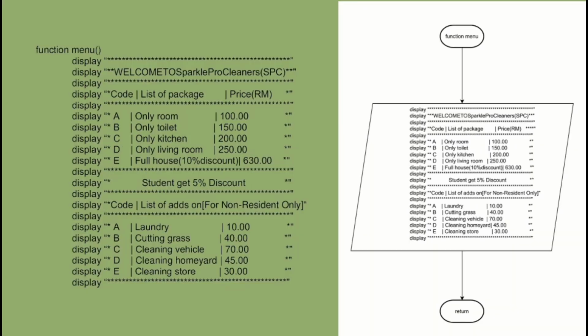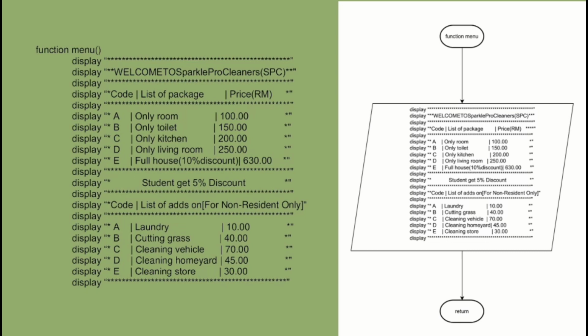So, as you can see, this is the pseudocode and flowchart for the menu function. The purpose of this function is to display available cleaning packages and add-on services to the user, along with their prices. This function doesn't take any input value or return any output value directly, but it does display information to the user. This function starts by displaying a welcome message and then a table of available cleaning packages, including code, description, and prices.